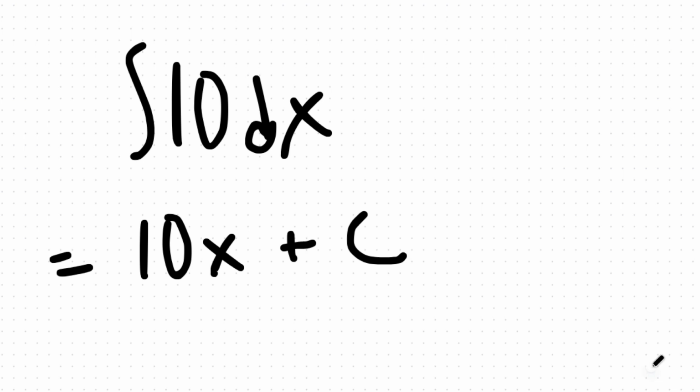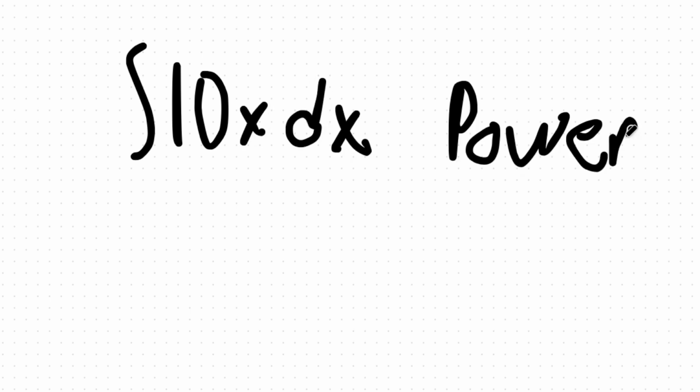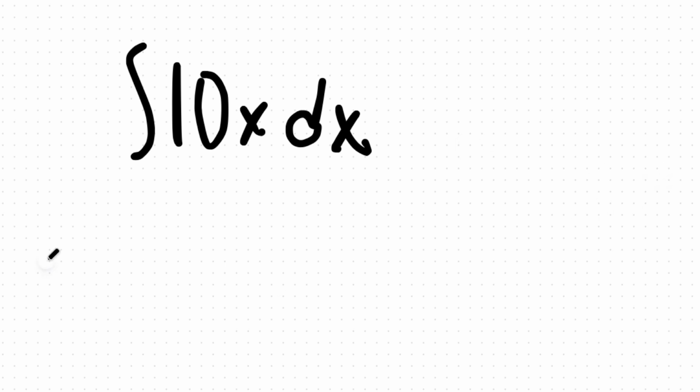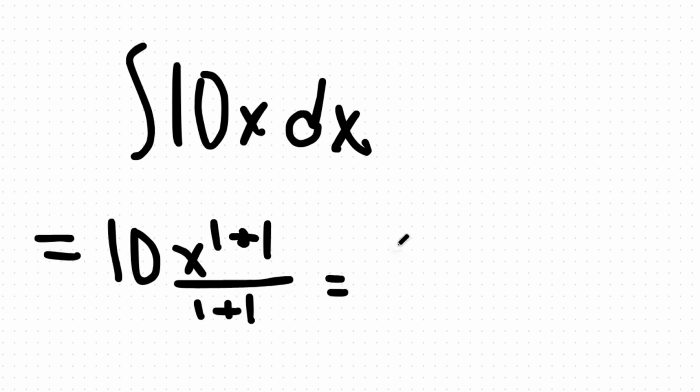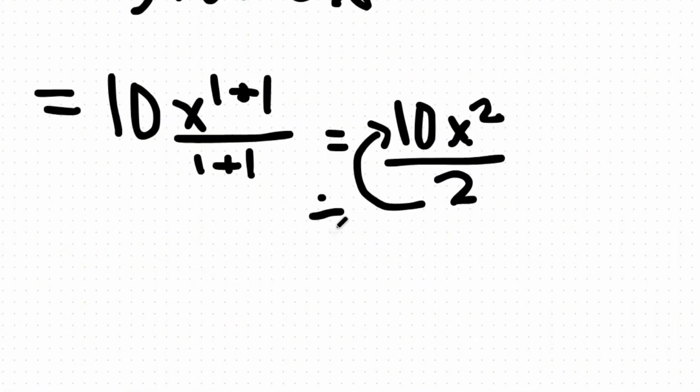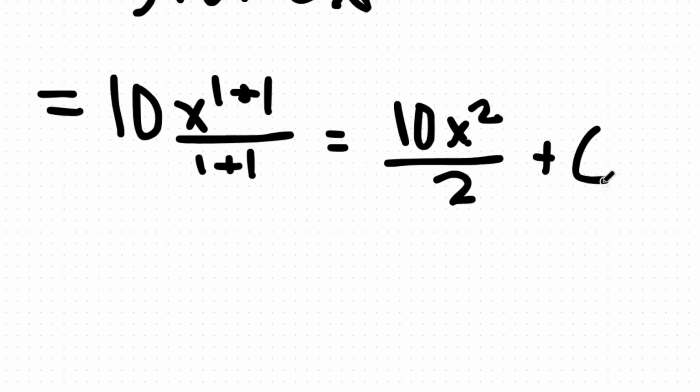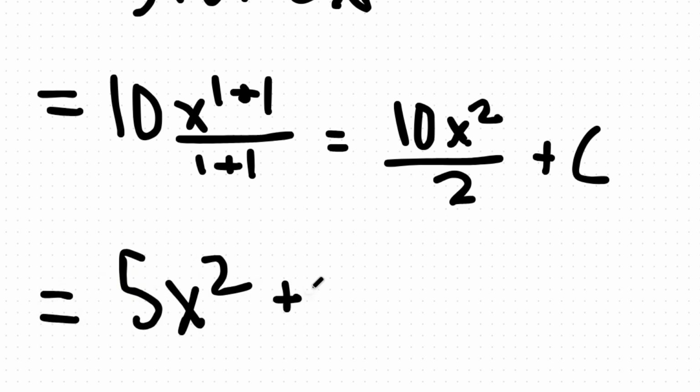Nice and easy, right? Now, what if it was integral 10x dx instead of just 10? Then we use the power rule. Add 1 to the exponent, x to the power of 1 becomes x squared. And then divide by the new exponent. So integral 10x dx equals 10x squared divided by 2 plus c, which simplifies to 5x squared plus c.